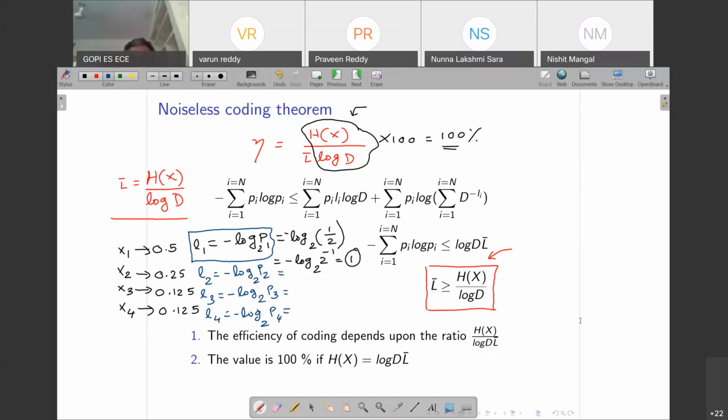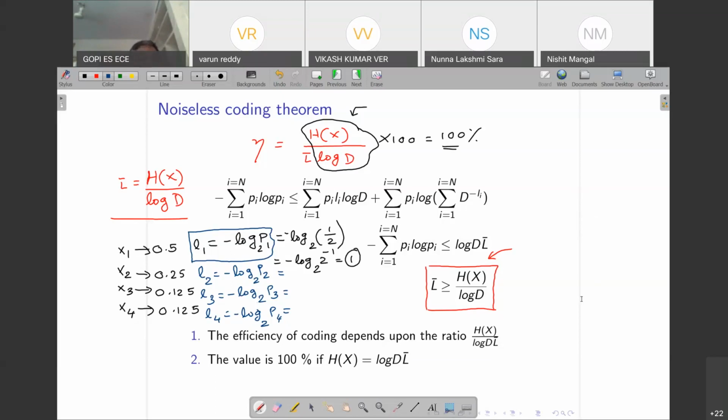What is the value of L2? L2 is minus log, yeah, that is 2 here. Good. What about L3? 3, sir. L4? They are good. Excellent. Lakshmi Saranya has it, right? So this is perfect, right?